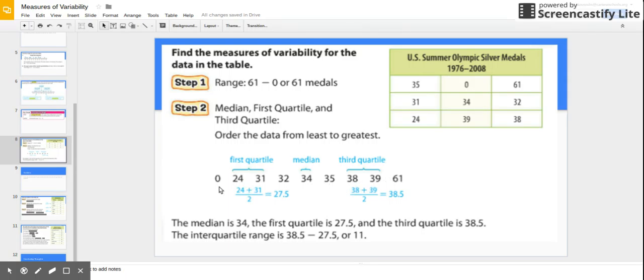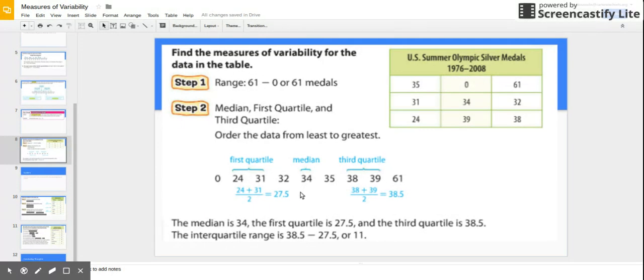Now we're going to look at the middle number. So take away the first, take away the last. Take away the second, take away second to last. Take away the third, take away third to last, take away fourth to last, and your middle number ends up being 34. So that is your median, 34.